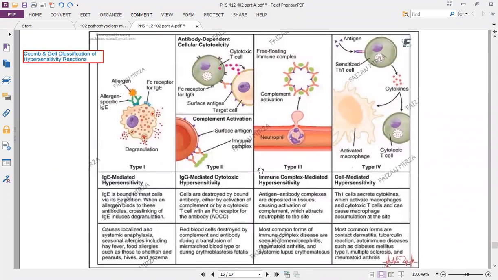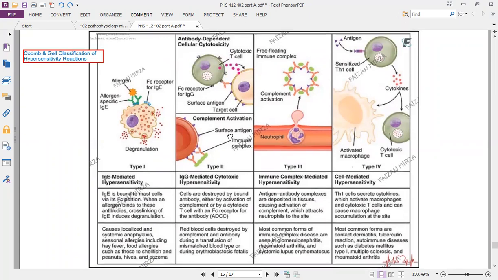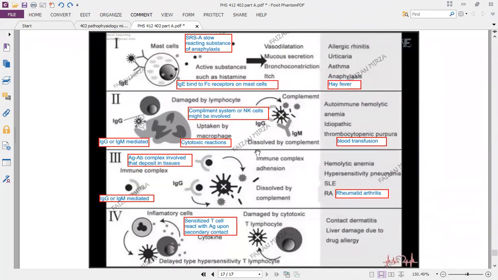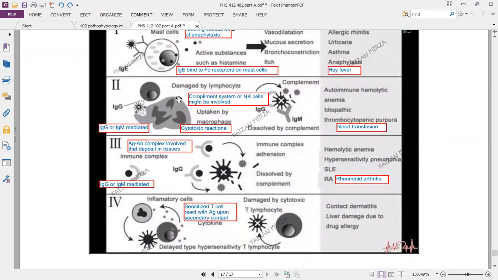When we come back to type 2, it is IgG mediated cytotoxic hypersensitivity. What happens here? Cells are destroyed by the bound antibody, either by the activation of the complement or cytotoxic T cells. So this is what happens here: complement activation occurred. This is for example erythroblastosis fetalis. You must have heard of EBF, the disease which occurs in the second or the subsequent births in females. Okay, so this is type 2 hypersensitivity.